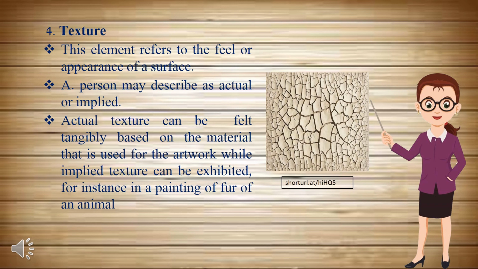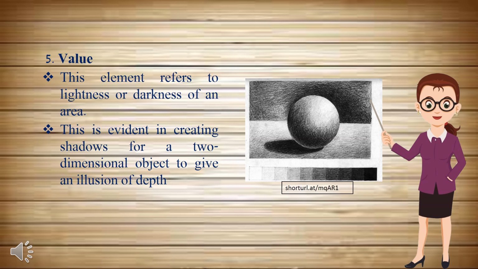Number 4 is texture. This element refers to the feel or appearance of a surface. A person may describe it as actual or implied. Actual texture can be felt tangibly based on the material that is used for the artwork, while implied texture can be exhibited, for instance, in a painting of a fur of an animal.